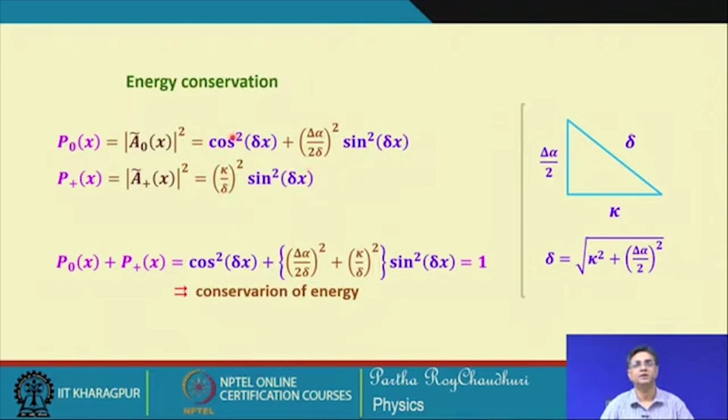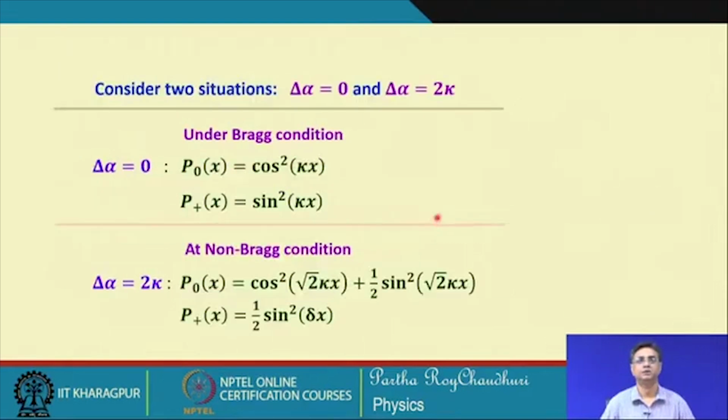As a result, you get only cosine square kappa x, because kappa and delta have now become equal if delta alpha equals 0. Therefore, you get this equation: P 0 x equals cosine square kappa x, P plus equals sine square kappa x, and this form of the power variation is already known. It gives you complete exchange of power between these two beams representing the 0th order and the plus order.